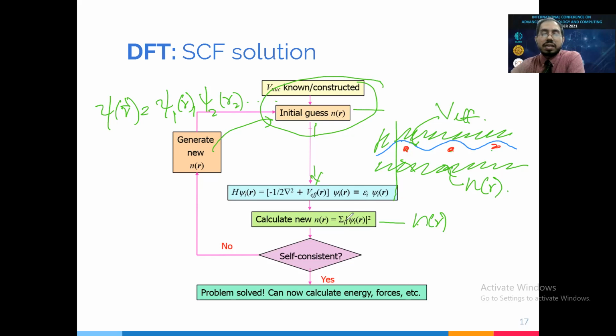And so there is a whole lot of convergence tests you want to do to converge to the accurate solution. And this is why you get the self-consistent. So once you decide that it is accurate enough, then your problem is solved.